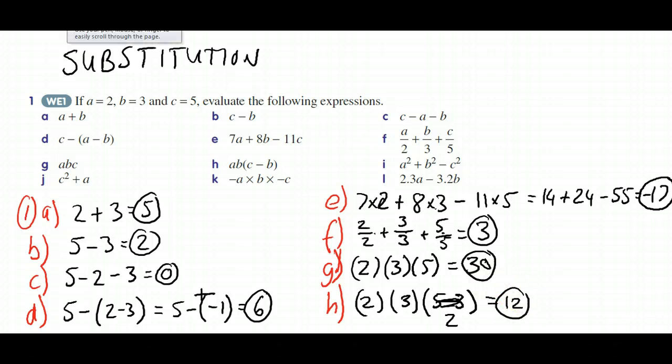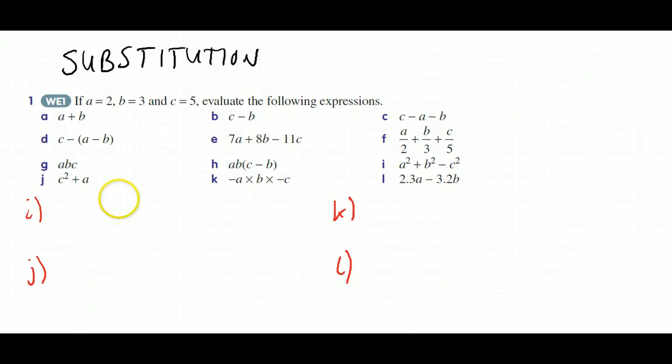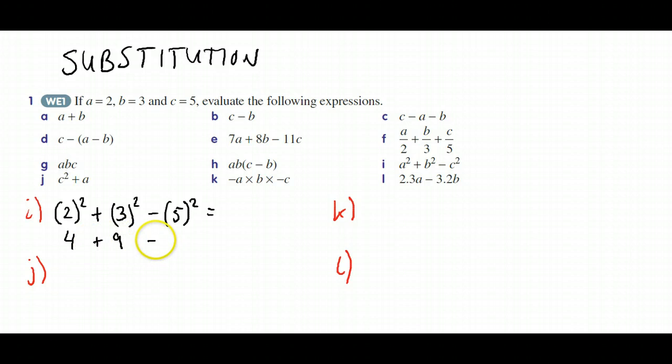Okay, let's rub those out so we can fit some more in. Okay, the last few we've got for i, a squared plus b squared minus c squared. So a squared becomes 2 squared, b squared becomes 3 squared, and c squared becomes minus 5 squared. So when we evaluate that, this becomes 4, this becomes 9, and this becomes 25. So we've got 4 plus 9 is 13. 13 minus 25 is negative 12.